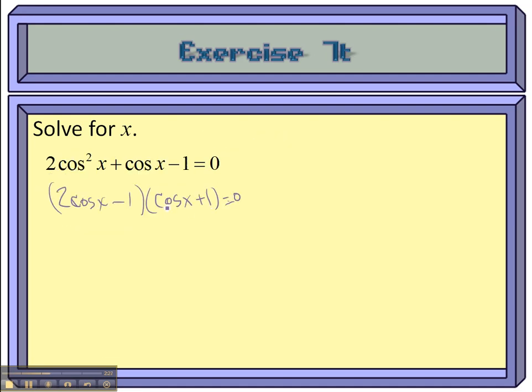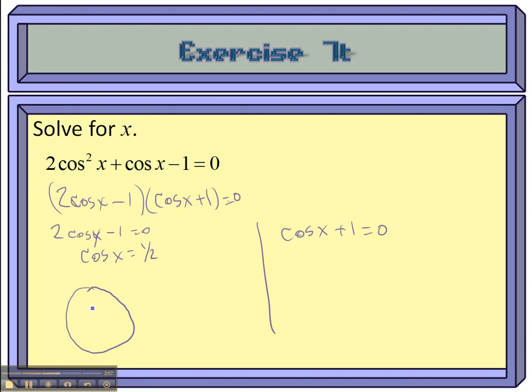Okay, so set them both equal to 0. 2 cosine x minus 1 equals 0, or cosine x plus 1 equals 0. Solve these things separately. Cosine x equals 1/2. Notice I don't have to take the square root of both sides, so I'm not going to have plus or minus. It's just what angle gives me a cosine of 1/2.